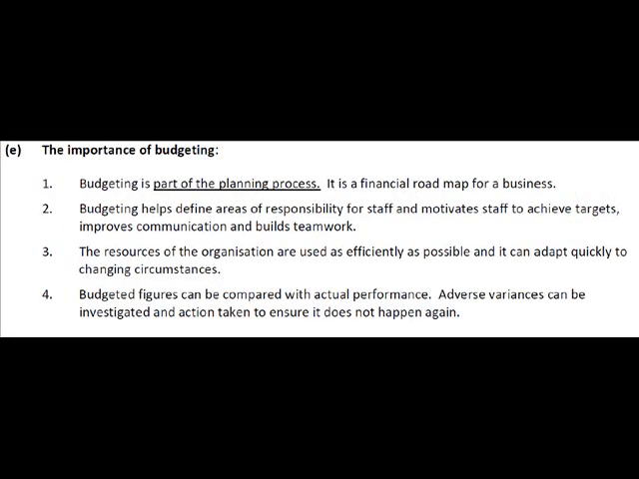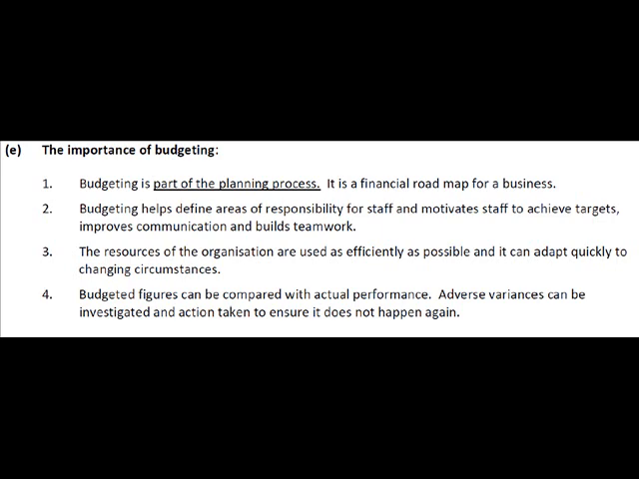The marking scheme gives 4 points. They were looking for 2 well-made points at 3 marks each. For me, 1, 2 and 4 would be the most important ones. The first one, budgeting is part of the planning process. It's a financial roadmap for the business.